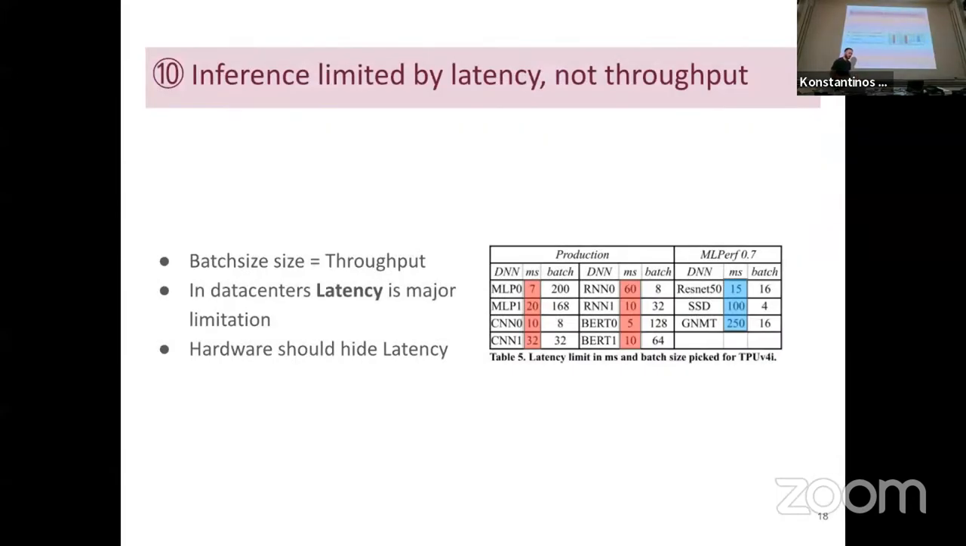And finally, we have the observation that generally when we think about machine learning hardware, we want to perform as many inferences as possible, in a way throughput or batch size. But in Google data centers, it's actually the latency that is the main limitation. So usually the hardware should be able to provide very low latency. That means the time between when you provide the inputs and when you get the answer.